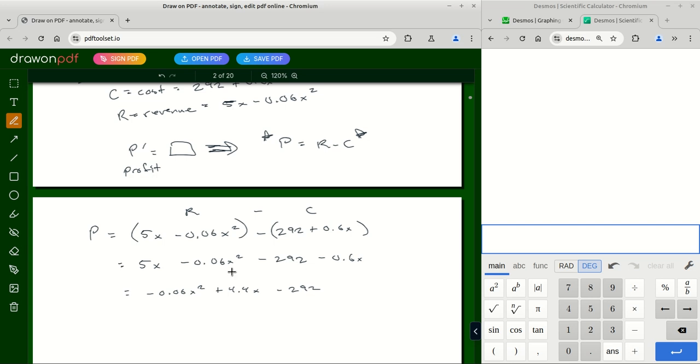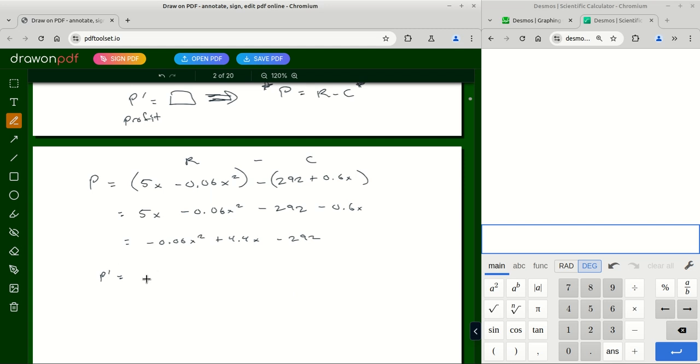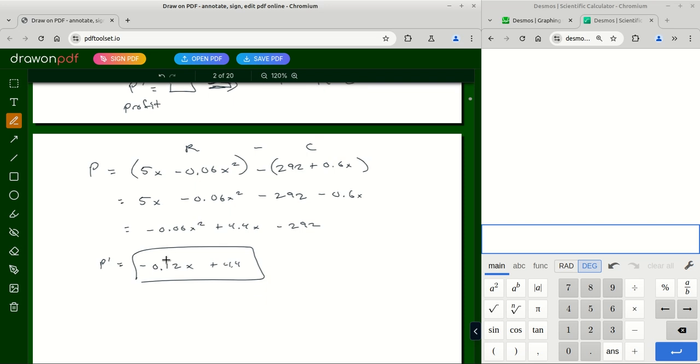Okay, and then they say find P prime. So now we take the derivative. The 2 comes down, 2 times 6 is 12, and then the 4.4 just hangs out without an x. And there you go. We just did it. We're done. That was it.